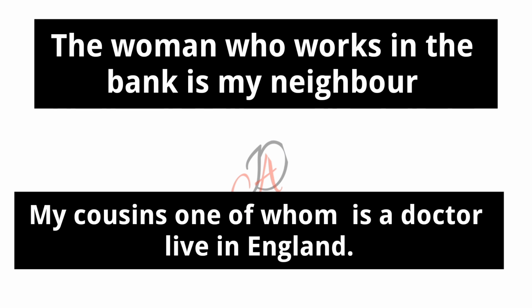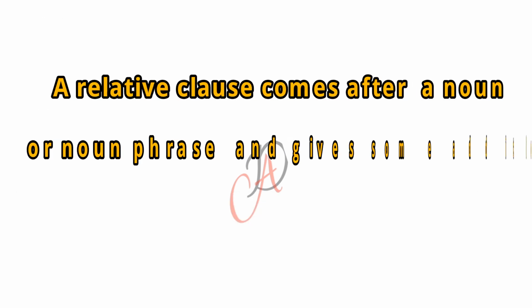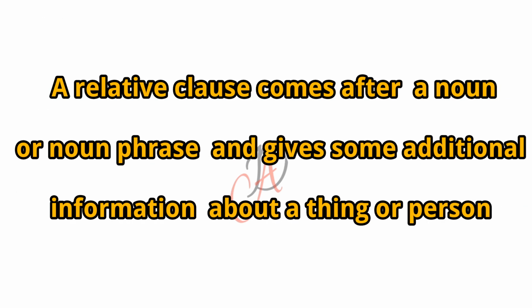Here, when you look at both the examples, we can notice that a relative clause is giving additional information, and the relative clause is making use of the relative pronoun, that is who and whom. An important note, guys, the relative clause comes after a noun or noun phrase and gives some additional information about a thing or a person in question. Okay, hope the meaning of the relative pronoun and relative clause is clear to you guys.